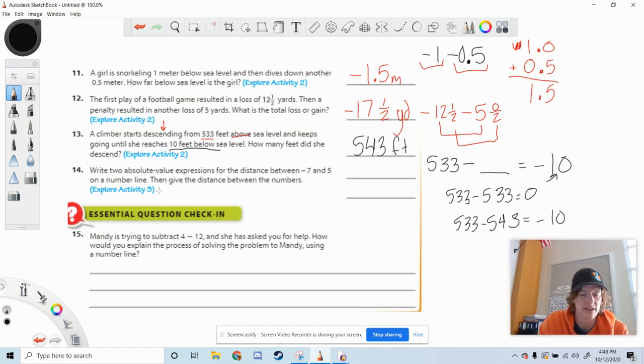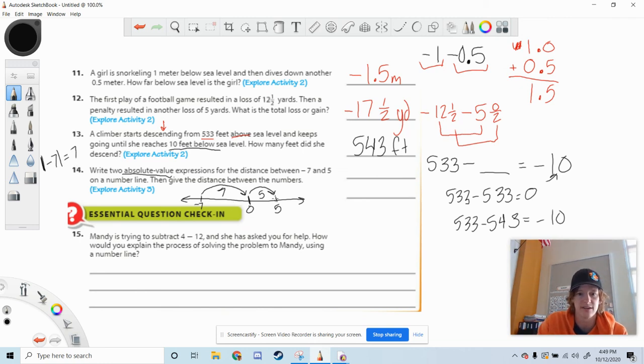For number 14, write 2 absolute value expressions for the distance between -7 and 5 on a number line. So from -7 and 5. Then give the distance. So 2 absolute value expressions. So from here, -7 to 0, I can see that that's a total of 7, and from here to here is a total of 5. So absolute value expressions. Absolute value is written like this. Absolute value of -7 equals 7.